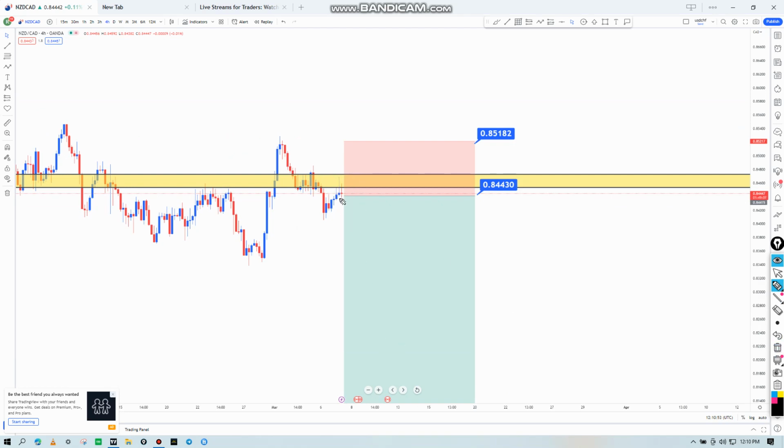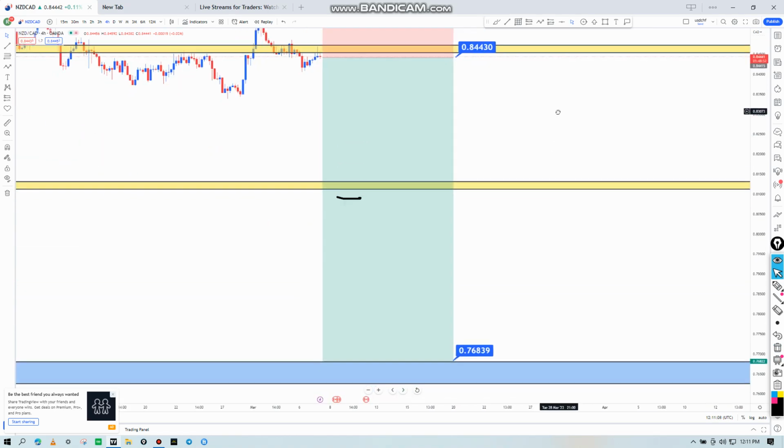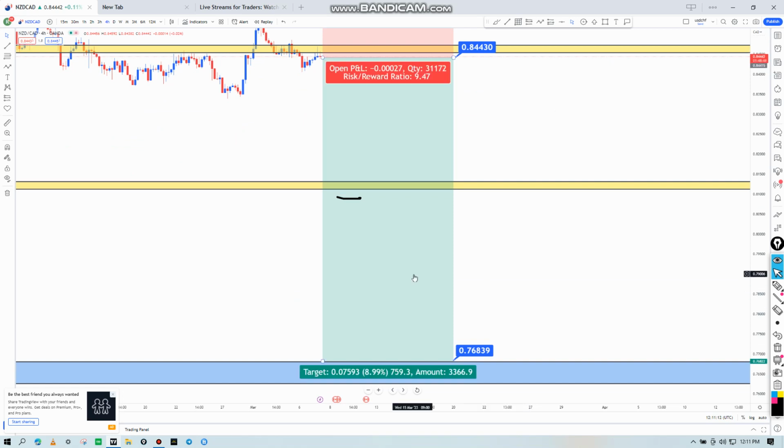If price closes in a bearish engulfing or a bearish pin bar, this is going to be our stop loss. Let me get it at that level over here. This will be our stop loss, exactly at 0.58207. And then our take profit is all the way below over here at 76839. As I said, the take profit is about 759 pips, or 760 pips if you want to round it up. All right, so that's it for NZDCAD.